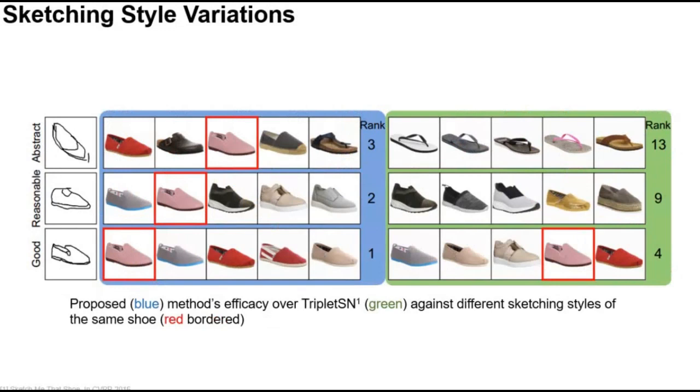And finally, this figure qualitatively depicts our method's efficacy over triplet loss for the case of different sketch styles, for example, good, reasonable, and abstract for the same object. The proposed method equipped with the dynamic abstraction identification module surpasses the SOTA triplet loss baseline in every case.